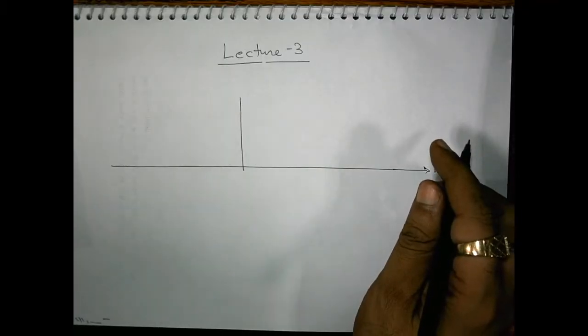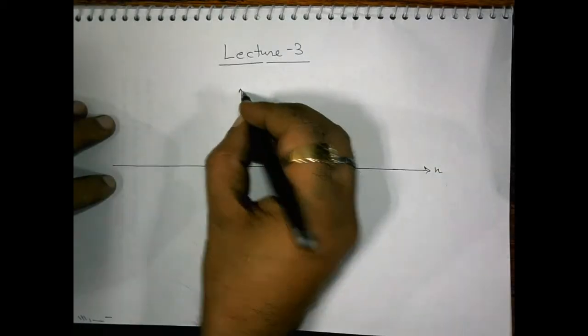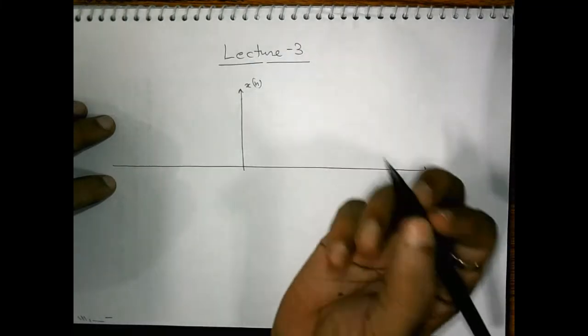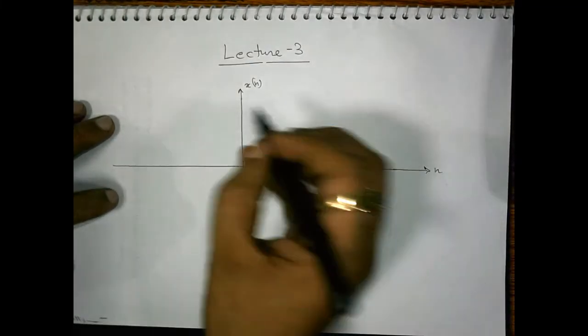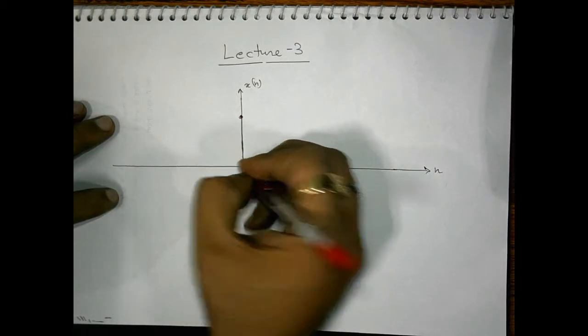So let us draw a discrete time signal. Suppose this is a typical discrete time signal. The x-axis of this represents an integer value n, and the y-axis shows the strength at a particular n. So just for illustration, I am drawing the signal with a different color, say with red color.